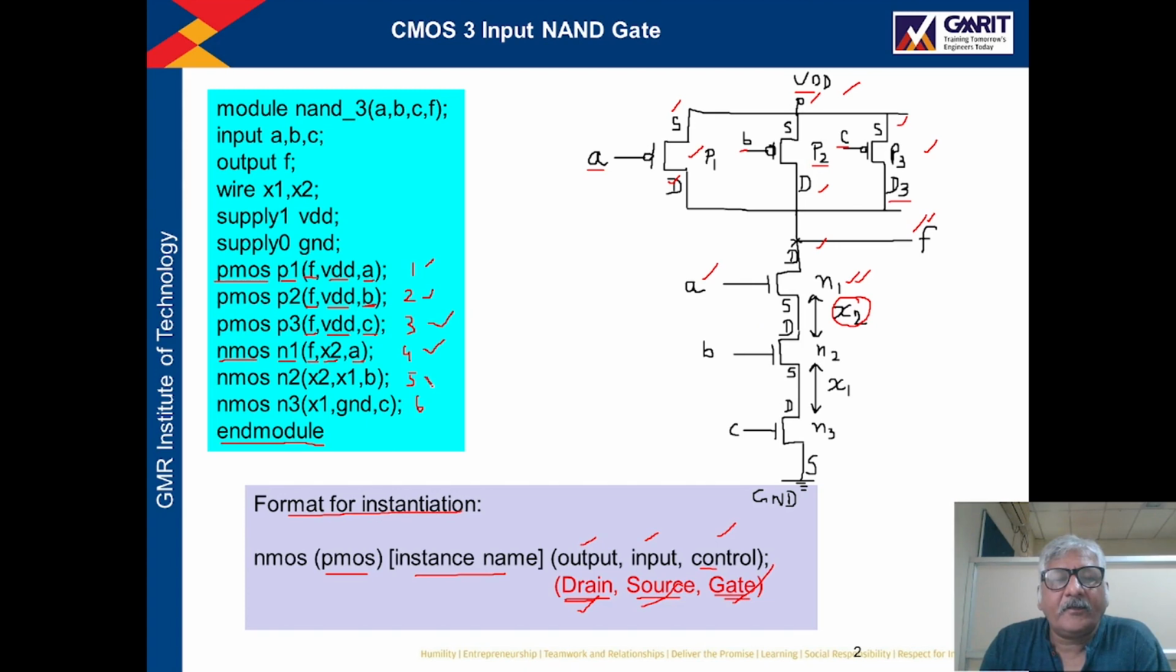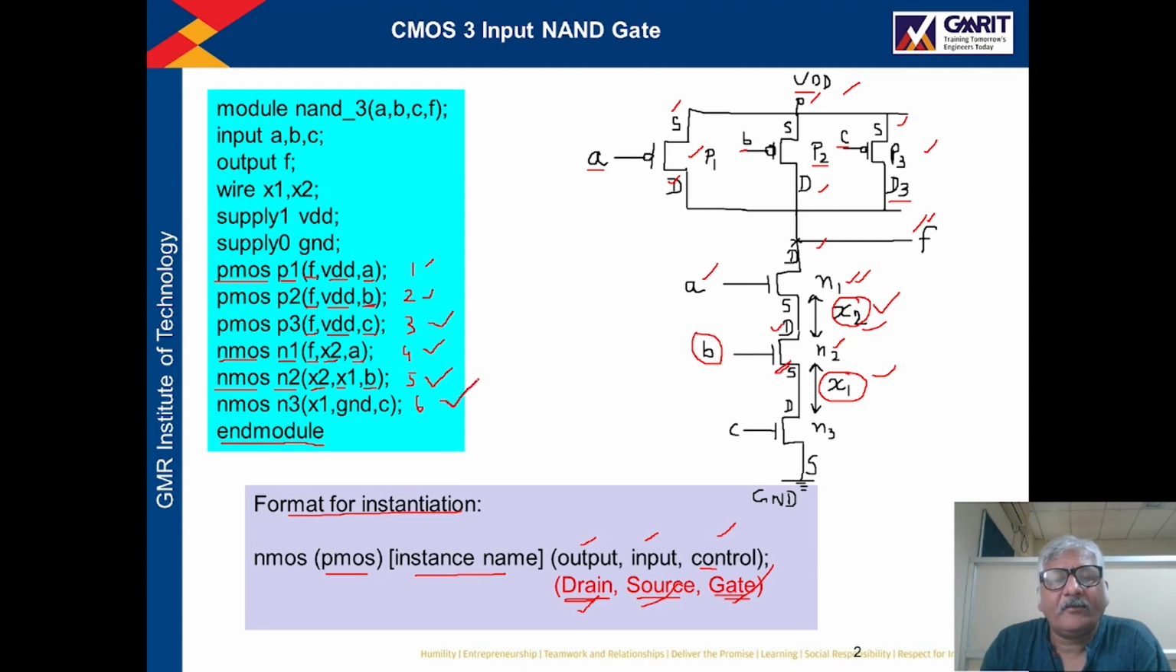Now instantiation statement number 5. It is for my NMOS labeled as N2. So the sequence is drain, source, gate. So what is the drain of N2? This is the drain terminal of N2, which is X2, correct? Which is declared as wire X2. And source terminal of N2, which is declared as a wire X1. And the gate is B. So X2, X1, B.